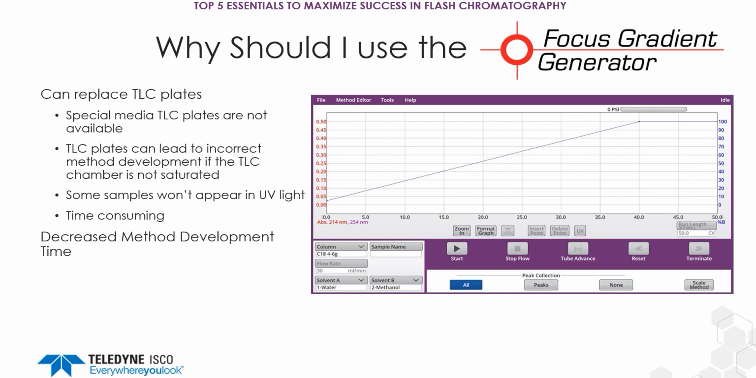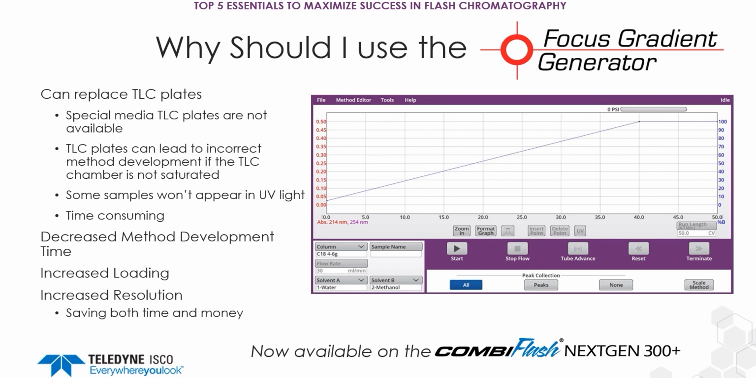So this is going to decrease the time you have to spend in method development. It's going to increase the amount you can load onto your columns. It's going to increase your resolution, and it's going to save you both time and money. And the nice thing is now it's available on our CombiFlash Next Gen units.